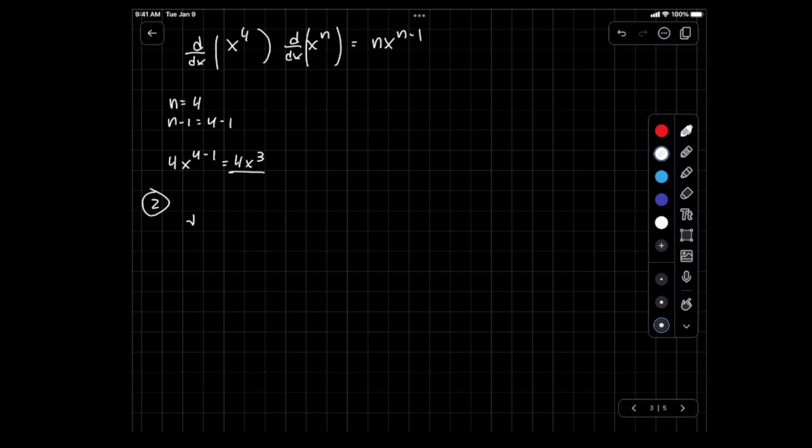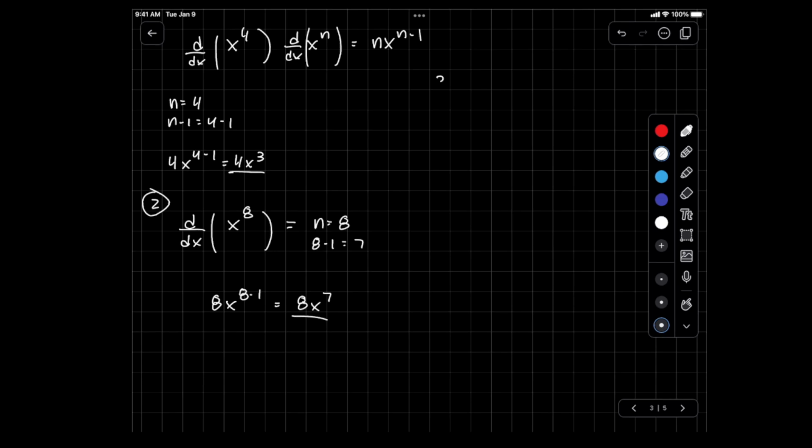Let's do d over dx of x to the 8th. It doesn't really matter what this n value is, as long as the n value is an integer, decimal, or fraction, we should be okay. So n equals 8, n minus 1 is 7, simple subtraction. So n value, x to the n minus 1, 8x to the 7th. Cool.